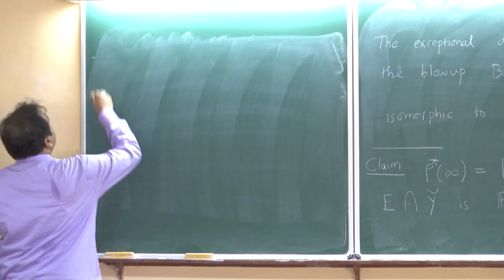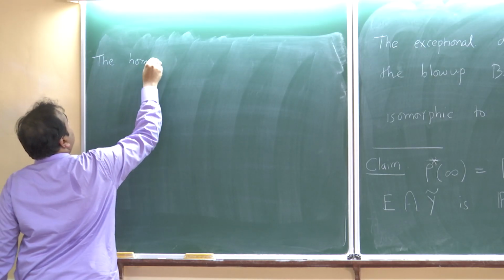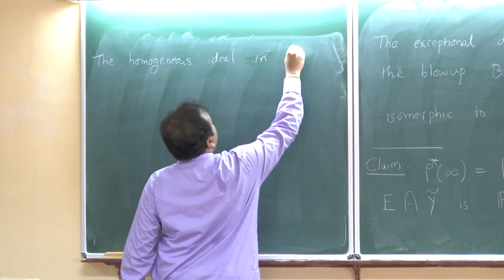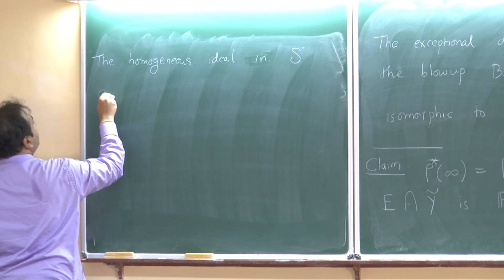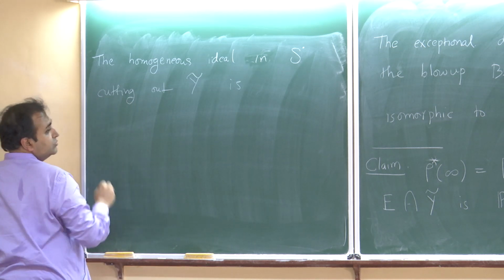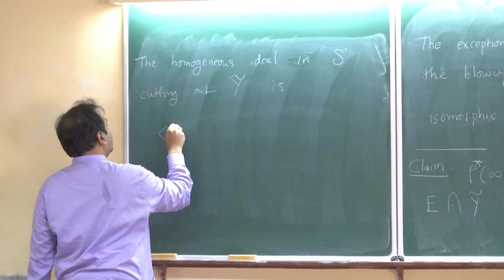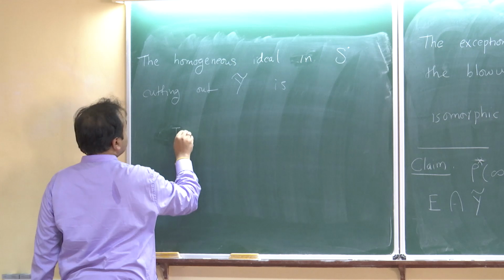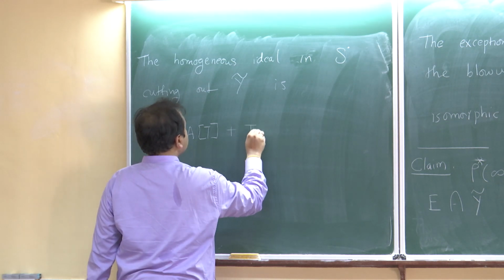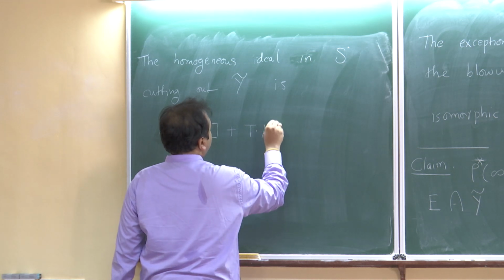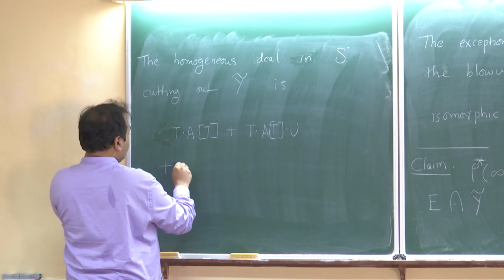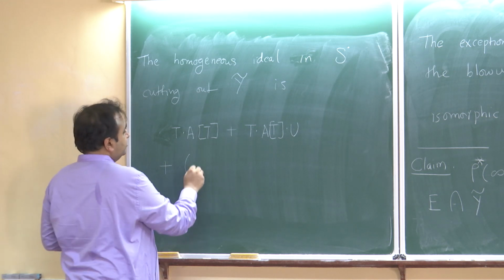The homogeneous ideal in S dot cutting out y tilde is the following: there is the ideal t times a t in degree 0, plus t times a t times u in degree 1, and in the higher degrees, I just leave it out.